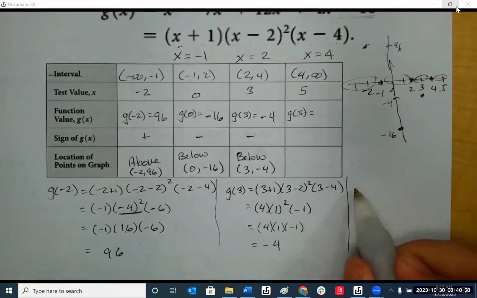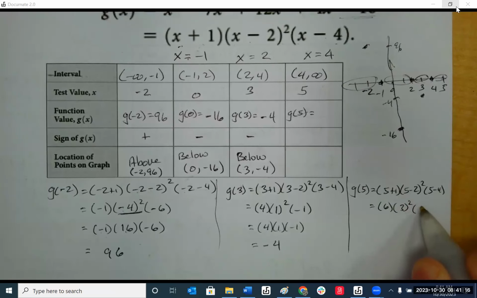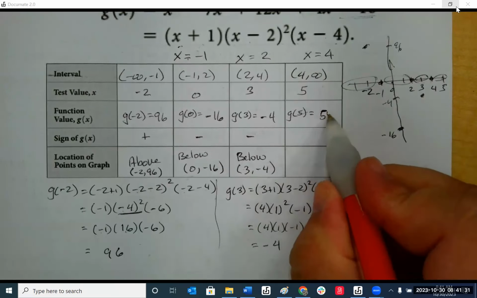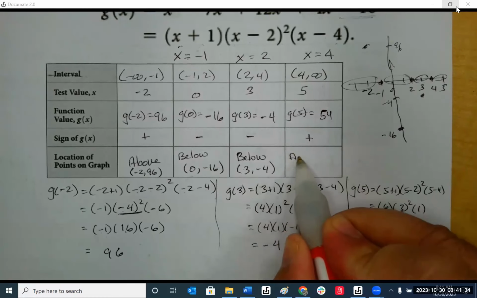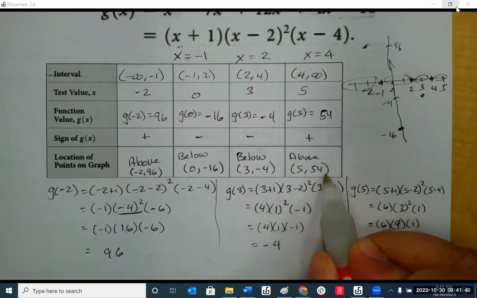At 5, 5 plus 1, 5 minus 2 squared, 5 minus 4. 6, 5 minus 2 is 3 squared, 5 minus 4 is 1. 3 squared is 9. 6 times 9 is 54 times 1. It's positive. So it's above the x-axis. It's going to be at 5, 54.